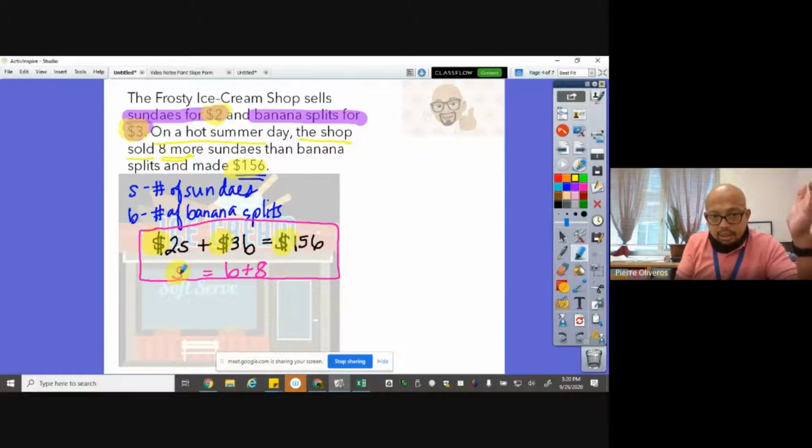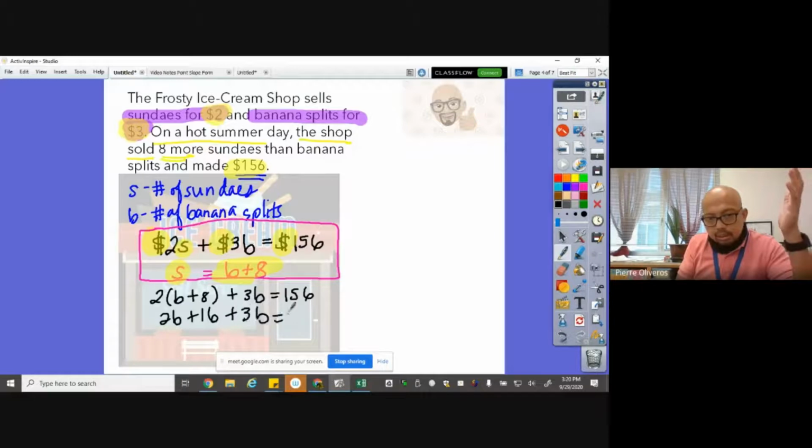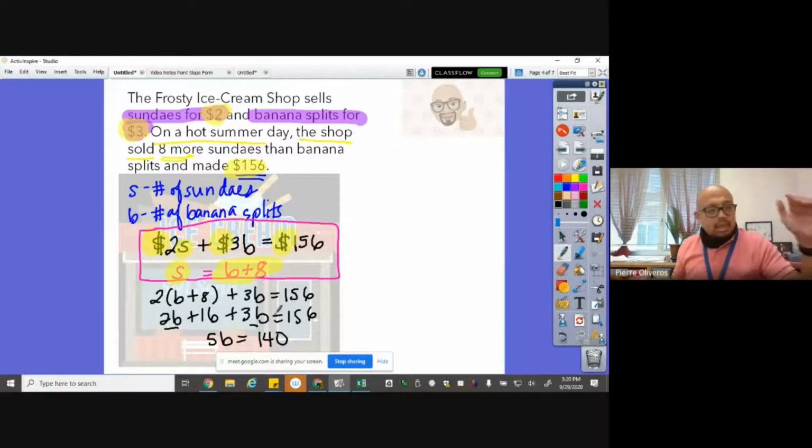I'm going to plug in this S here, which is equal to B plus 8, to this S here. So that will give me 2 times B plus 8, plus 3B is equal to 156. Distribute: 2B plus 16 plus 3B is equal to 156. 2B plus 3B is 5B. And subtracting 16 will be 140. Where's my calculator? Okay, 140 divided by 5 will be 28. So therefore, B equals 28.